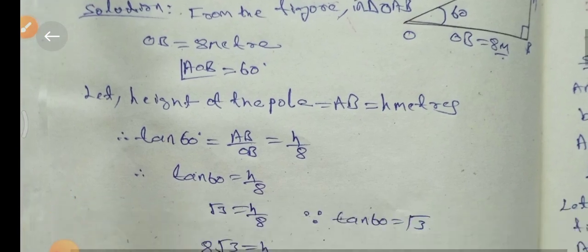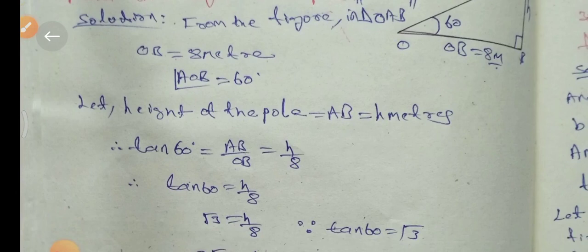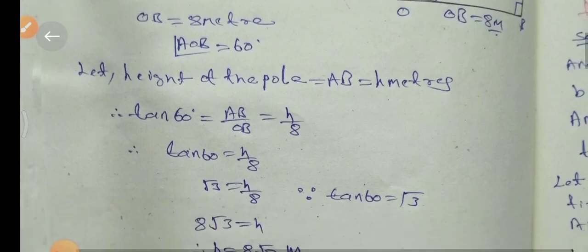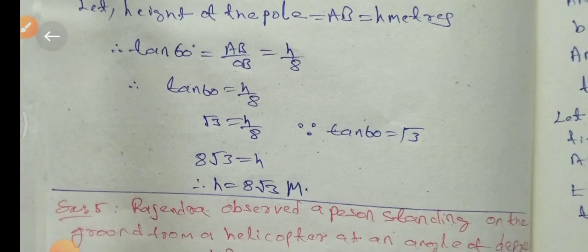Therefore tan 60 is equal to AB by OB, opposite side by adjacent side, is equal to h by 8. Tan 60 is equal to root 3, so root 3 is equal to h by 8. Therefore 8 into root 3 is equal to h. Therefore h is equal to 8 root 3 meters.